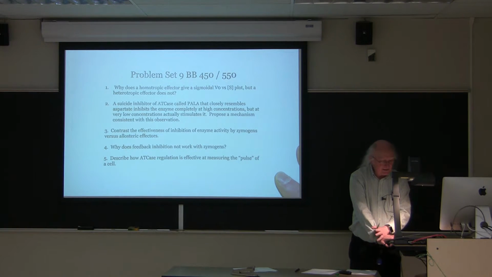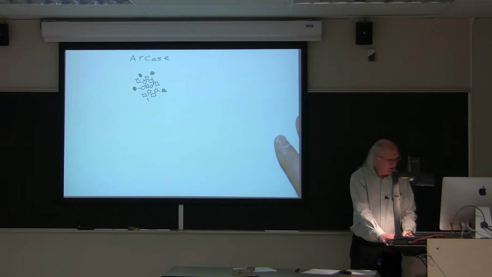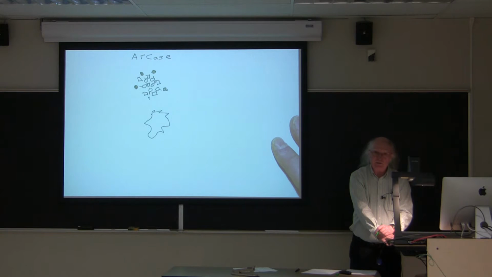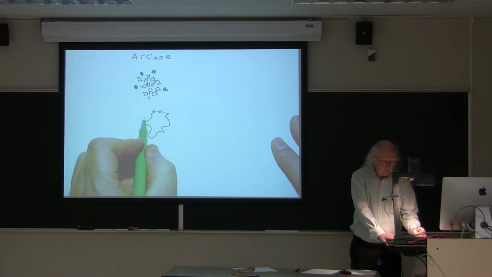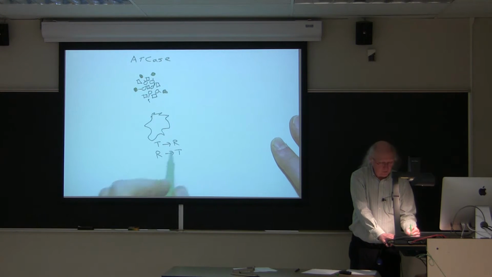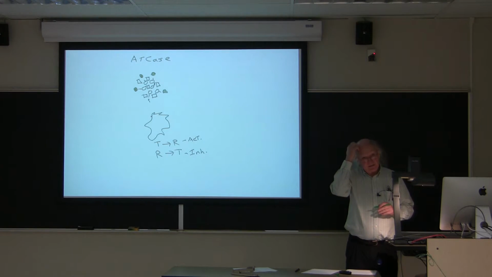Problem 3 says to contrast the effectiveness of inhibition of enzyme activity by zymogens versus allosteric effectors. Well, this is something I actually talked a little bit about in class, but suffice it to say that allosteric effectors of an enzyme work by what I call an on-off switch. And that on-off switch basically involves flipping the enzyme from the T state to the R state, or flipping the enzyme from the R state to the T state, depending upon whether we activate the enzyme in the first case or we inhibit the enzyme in the second case. Well, both the T and the R states of an enzyme are in fact active. The T state of an enzyme is less active.